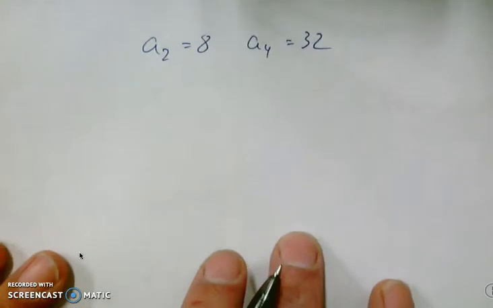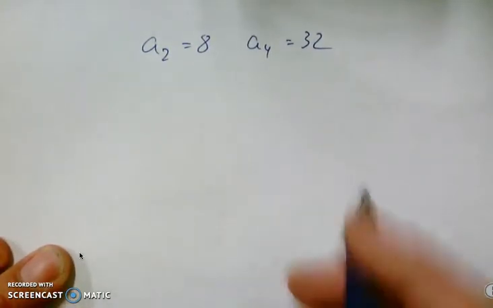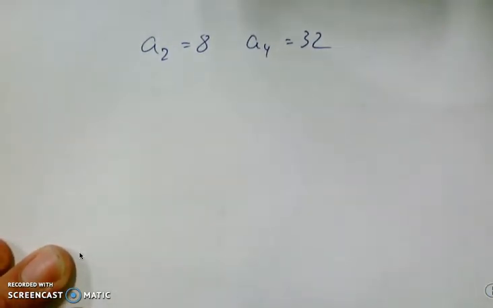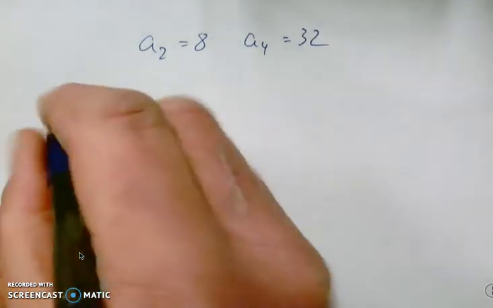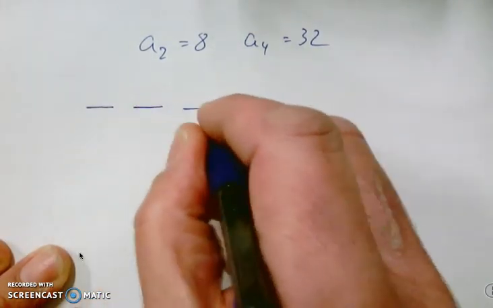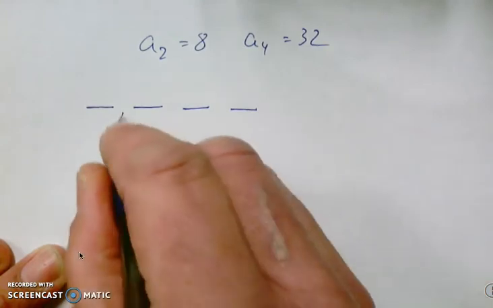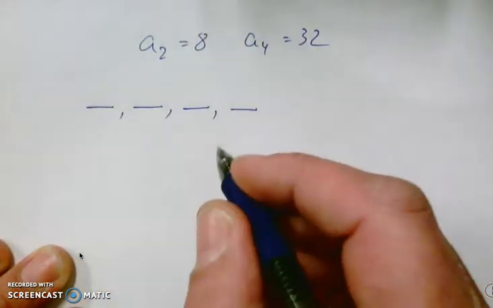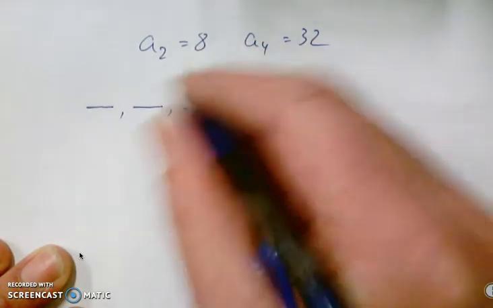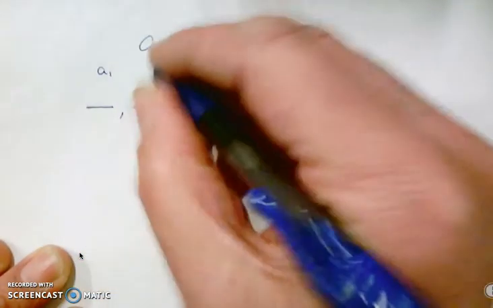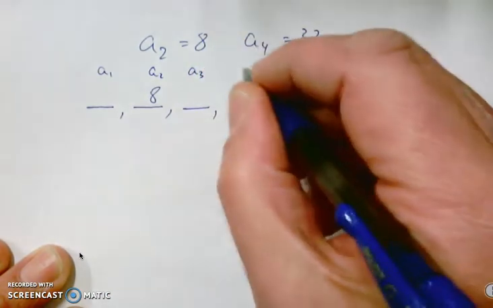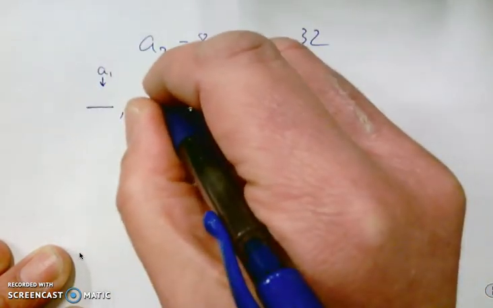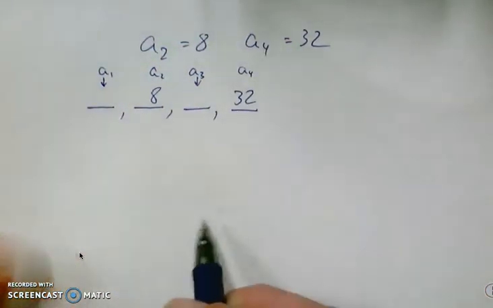We're going to go through this two ways. One, we can logic our way through it. The numbers might be easy enough to figure out. Or two, we can algebra our way through it. They gave us 2 of the 4 terms. The fourth one is 32, and the second one's 8. So again, that's A1, A2, A3, A4. A1 would be the first one. A2 is 8. A3 would be whatever's here.